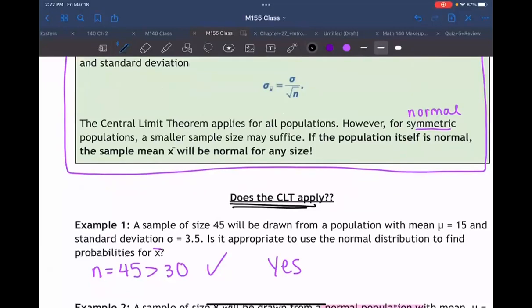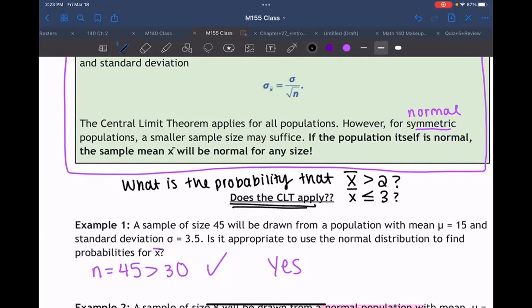This will also answer the question like, let's say, what is the probability that the sample mean is bigger than 2? So if your question on the website asks you what's the probability of the sample means being bigger than 2, or what's the probability that the sample means are less than or equal to 3, whenever we're answering questions about the sample mean being bigger or less than something, we're going to ask ourselves first if the central limit theorem applies. Does that answer your question?